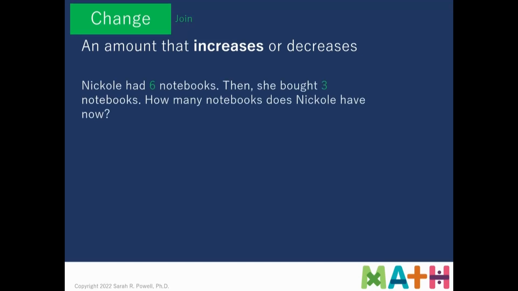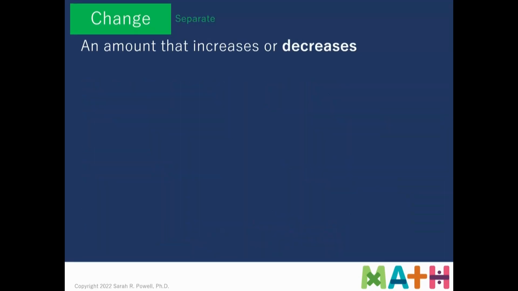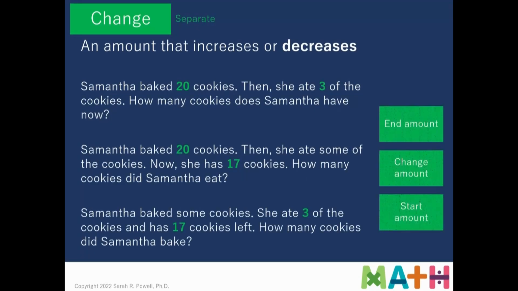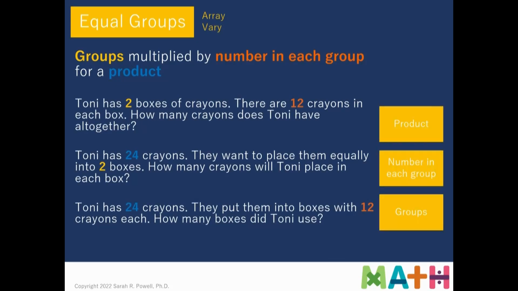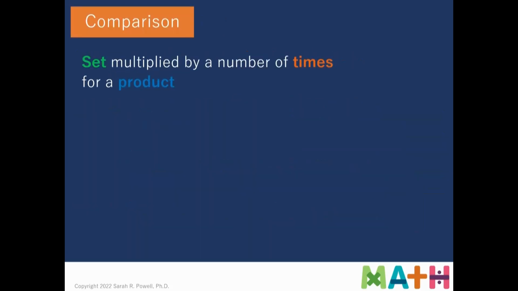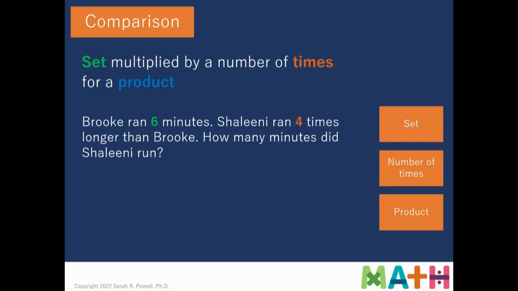With the change schema, we have an amount that, oops, I went too quick, but that's okay because I've got this double because we have increase and decrease. With the change schema, we have an amount that increases or decreases. So every change problem has a start amount, a change, and an end. With the equal group schema, we have groups with an equal number in each group. So here I have groups with an equal number in each of those groups. With the multiplicative comparison schema, we have a set that's compared a number of times.